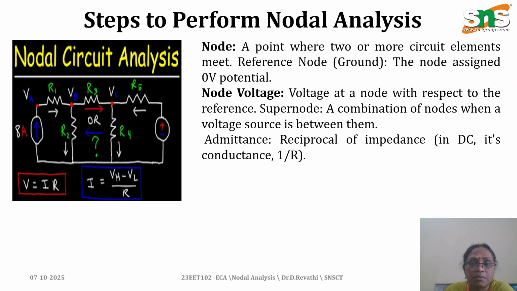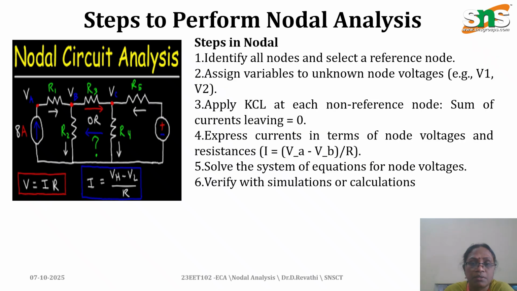Normally, for the resistance value in node analysis, you only have to consider 1 by R. Alright, so how many nodes are there in the circuit? VB and then VC. So two nodes are there, and here the reference node will be selected.